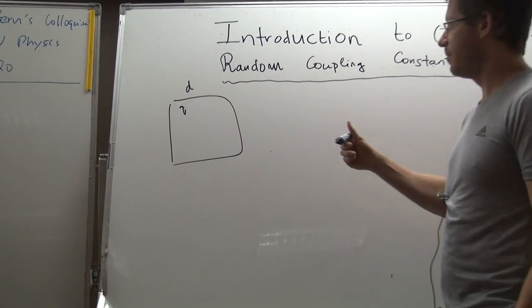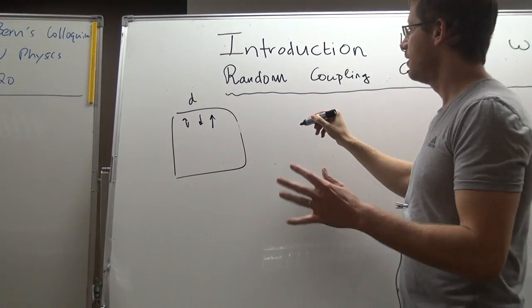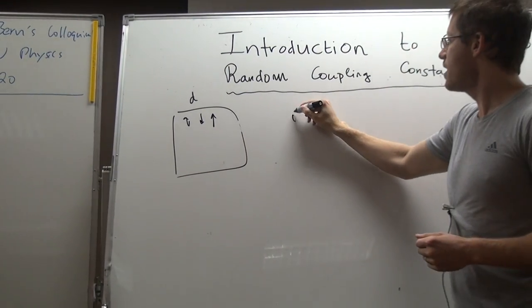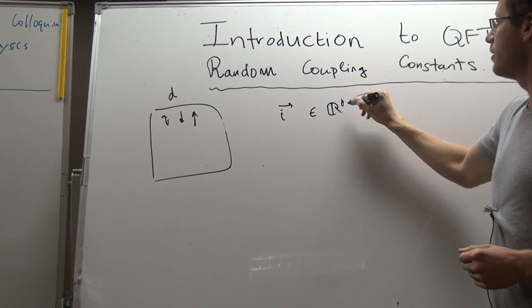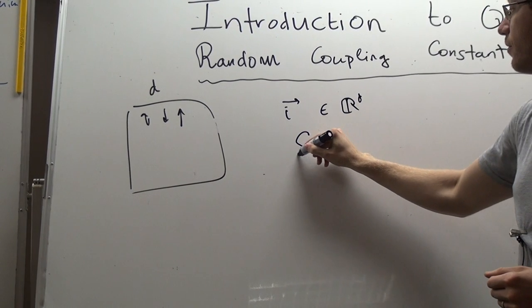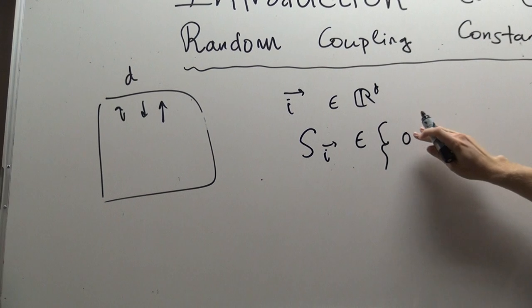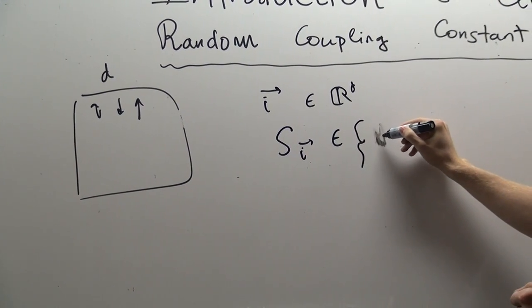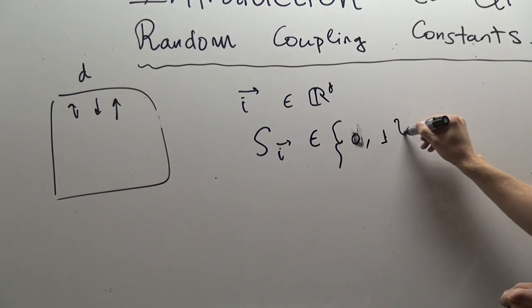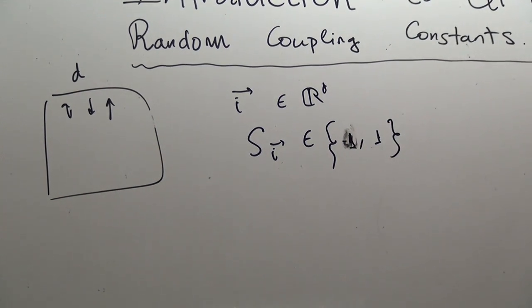So there is some block of spins. And for simplicity, let's assume that the sites are labeled by i, some vector in d-dimensional space. At each i we have a spin, S_i, which is either -1 or 1. So either it points downwards or it points upwards.